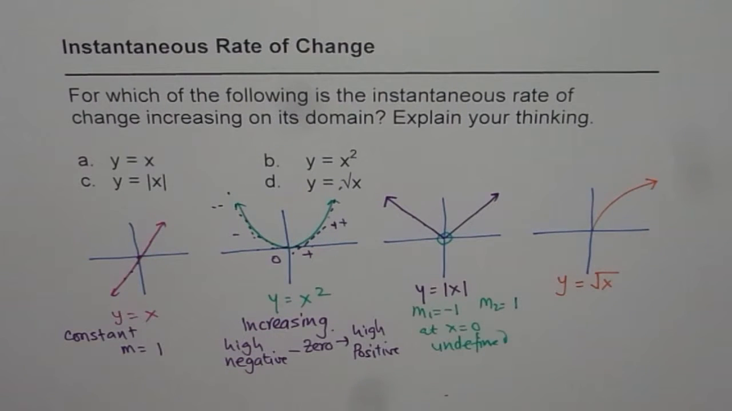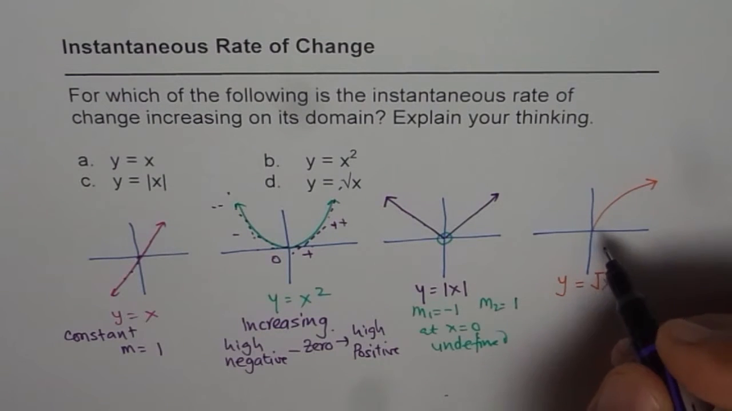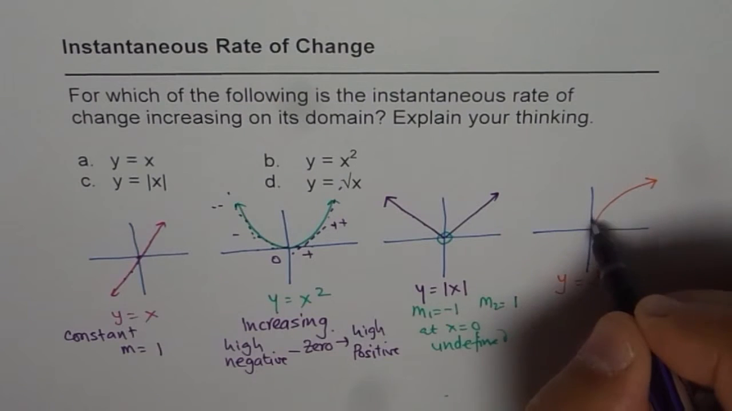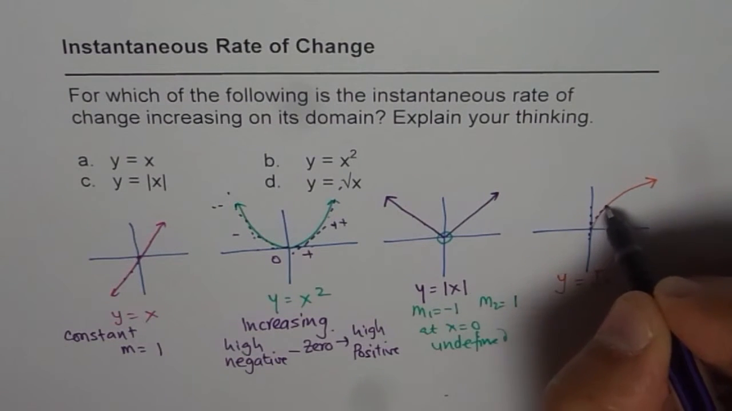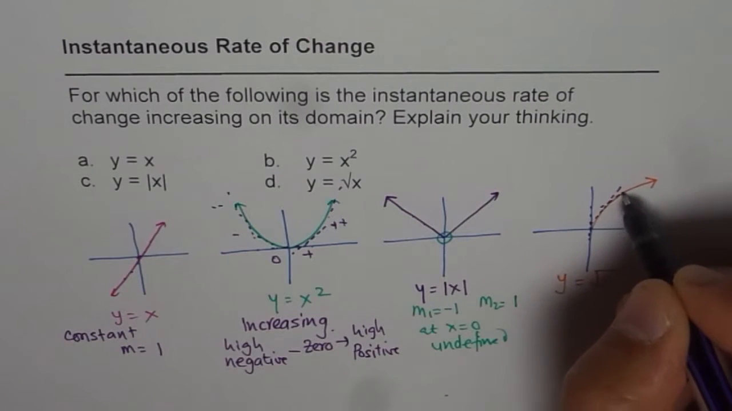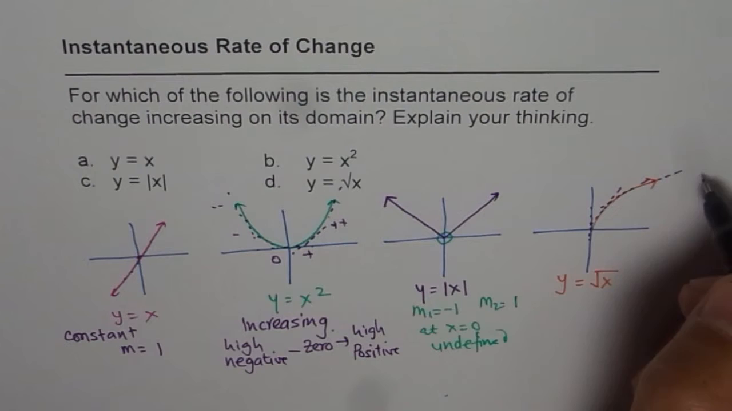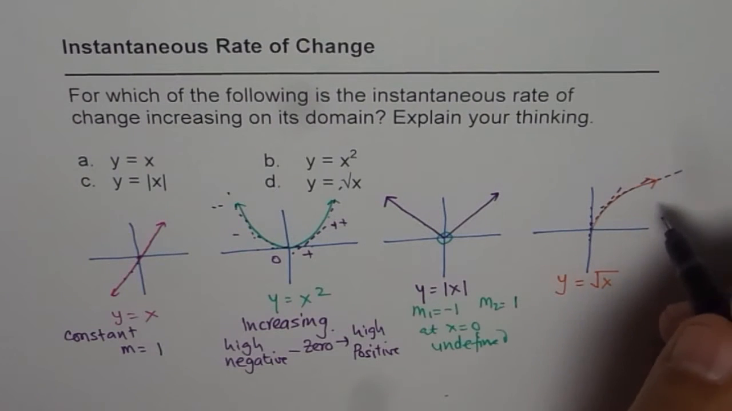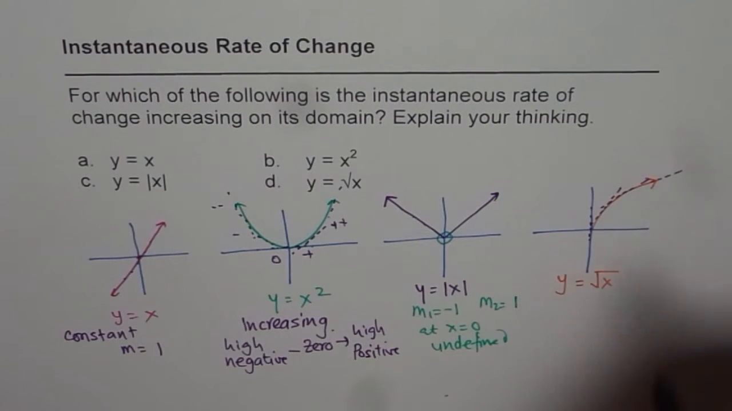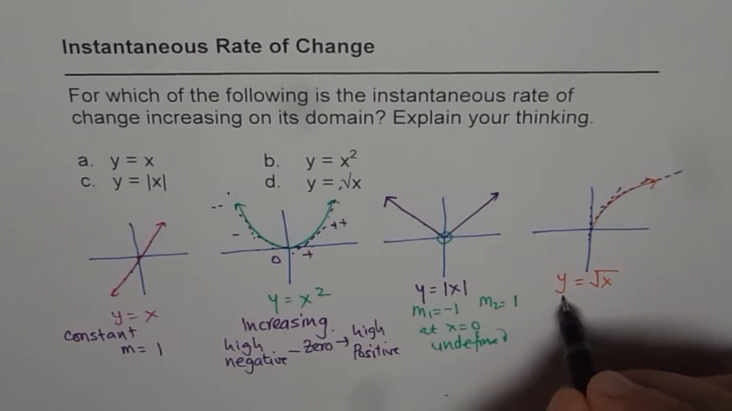Now let's consider the last function, which is y equals square root of x. You'll notice that at this point it is almost vertical, and as we move right, the slope decreases, right? But it is always positive, do you see that? But it's decreasing. The function is always increasing and the slope is decreasing. So here we see that the rate of change is decreasing.